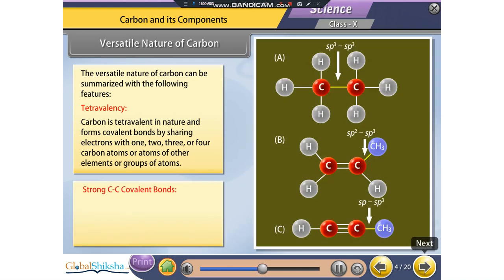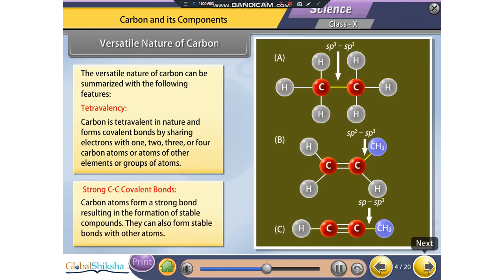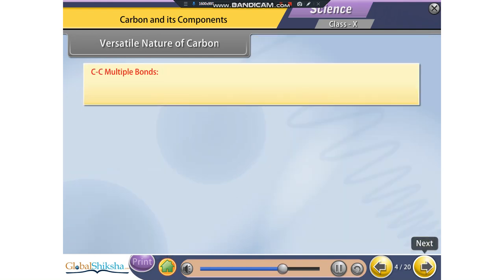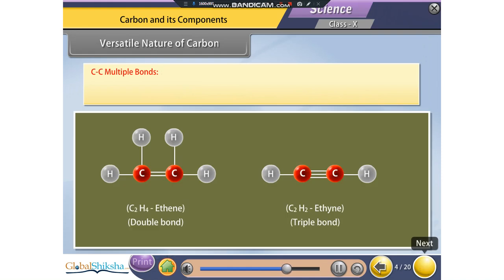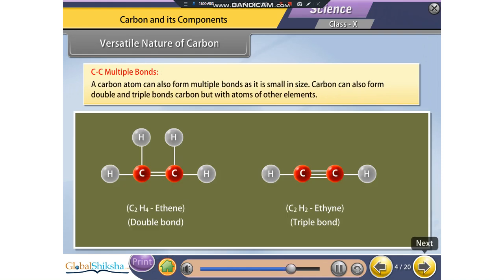Strong carbon-carbon covalent bonds. Carbon atoms form a strong bond resulting in the formation of stable compounds. Carbon atoms can also form stable bonds with other atoms. Carbon-carbon multiple bonds. A carbon atom can also form multiple bonds as it is small in size. Double and triple bonds can also be formed with not only carbon but with atoms of other elements like oxygen, nitrogen, and so on. These multiple bonds provide a variety in the carbon compounds.